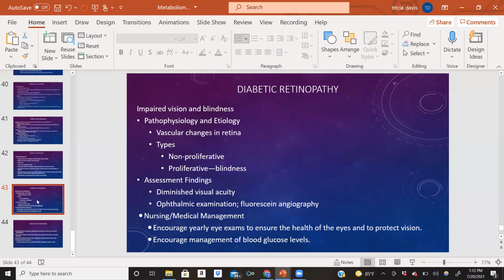And then nursing and medical management. We want to encourage our patients to have yearly eye exams because we want them to protect their vision and keep up the health of their eyes. We want to encourage the management of blood glucose levels so that we can ultimately prevent this from happening.